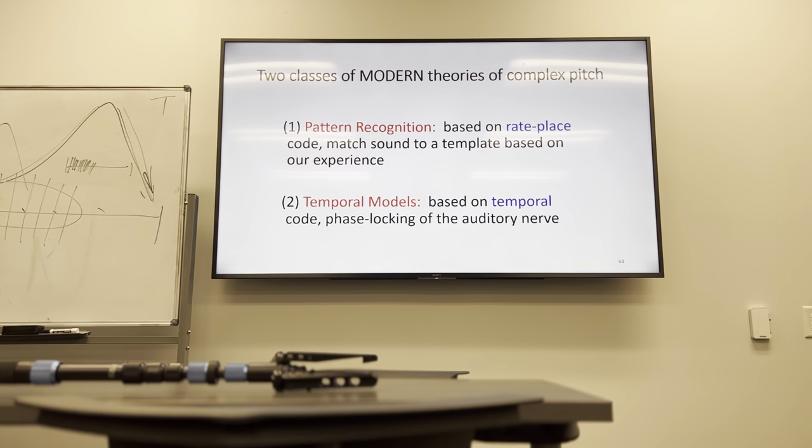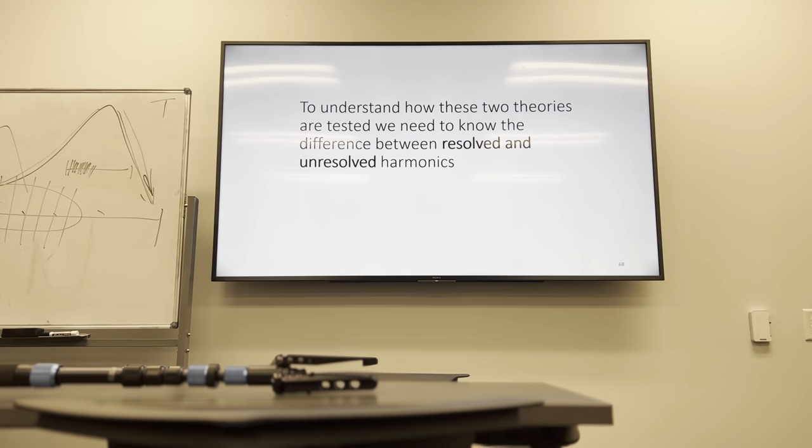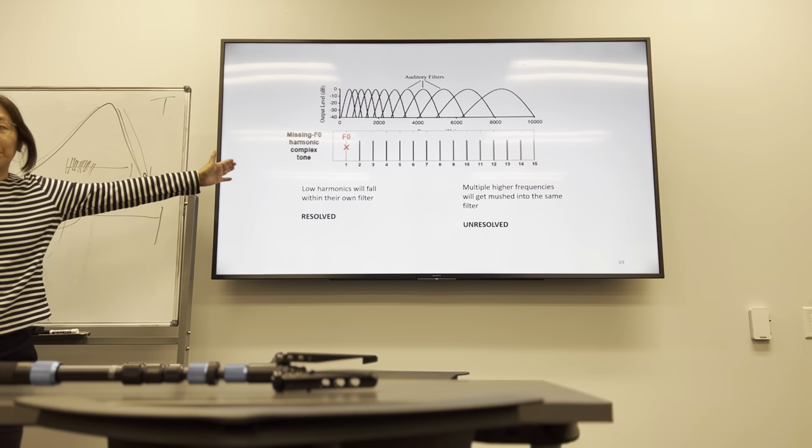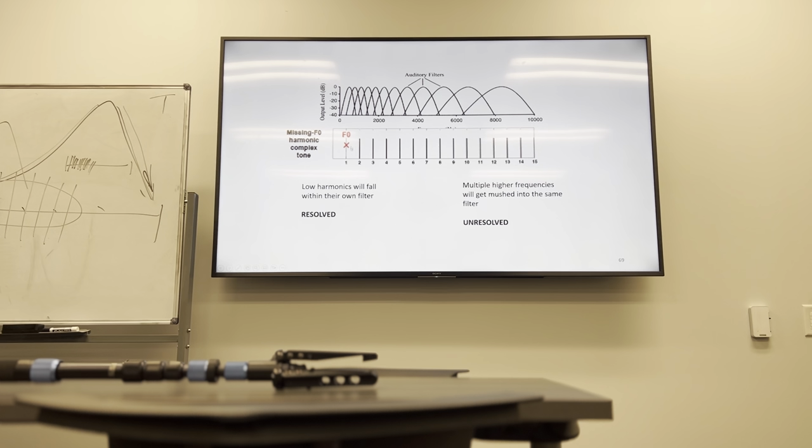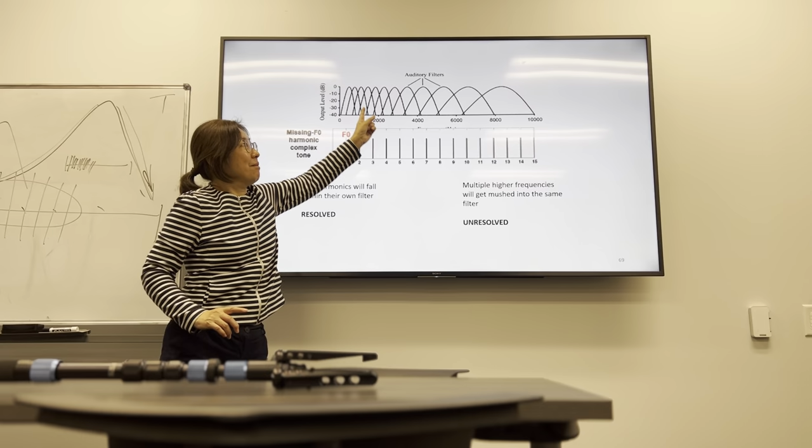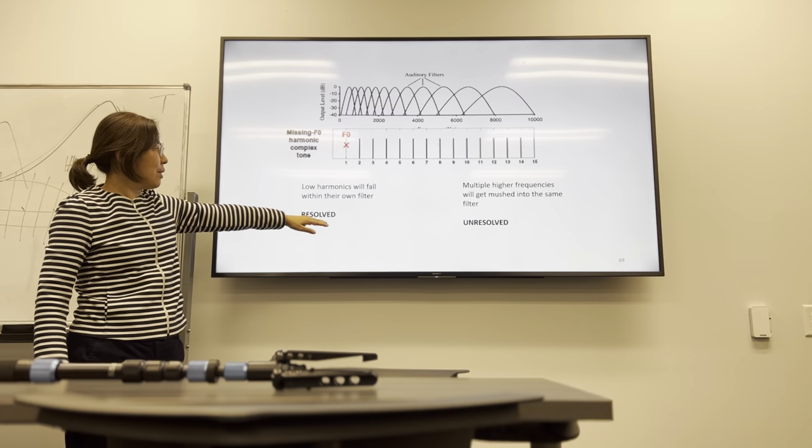Okay. So now, to understand how these two theories are tested, we need to know the difference between resolved and unresolved harmonics. Now, the auditory filter goes from low frequency to high frequency, with the missing fundamental in the harmonics. Low harmonics will fall within their own filter, resolved. The lower side of the filter is narrow, the higher frequency side is wider.